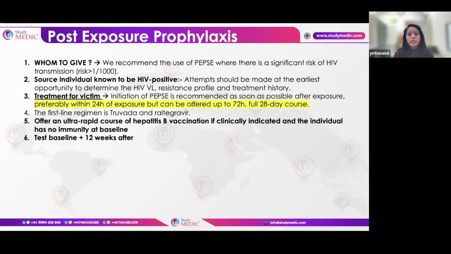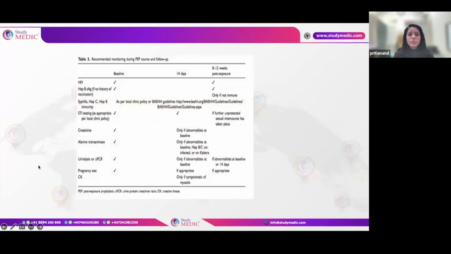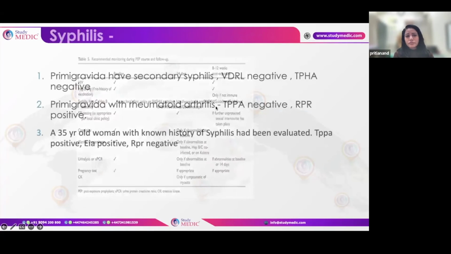It is tenofovir, emtricitabine, and raltegravir. Ultra-rapid HBV vaccination and testing should be done. Some baseline tests like HIV, HBsAg, STI screening, syphilis, etc., RFTs, LFTs need to be done. And some of these tests like HIV and HBsAg should be repeated after 8 to 12 weeks.